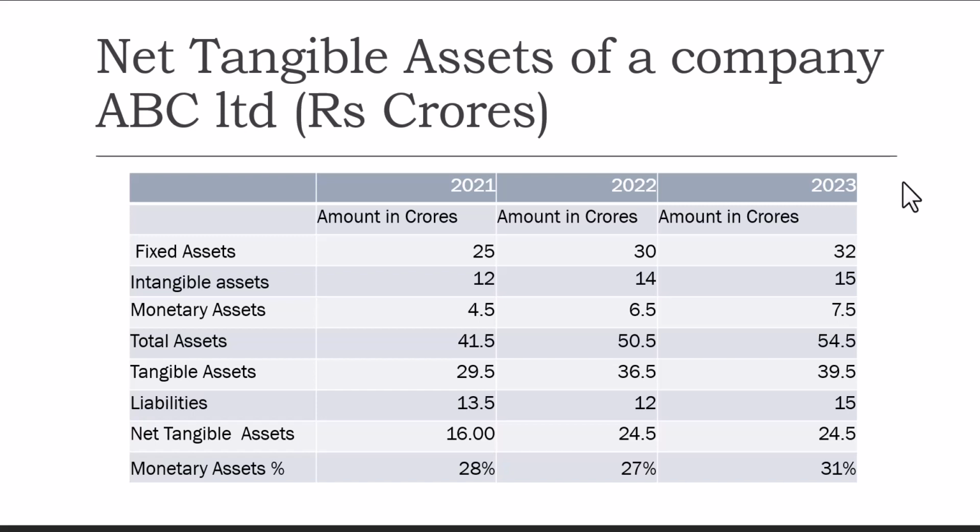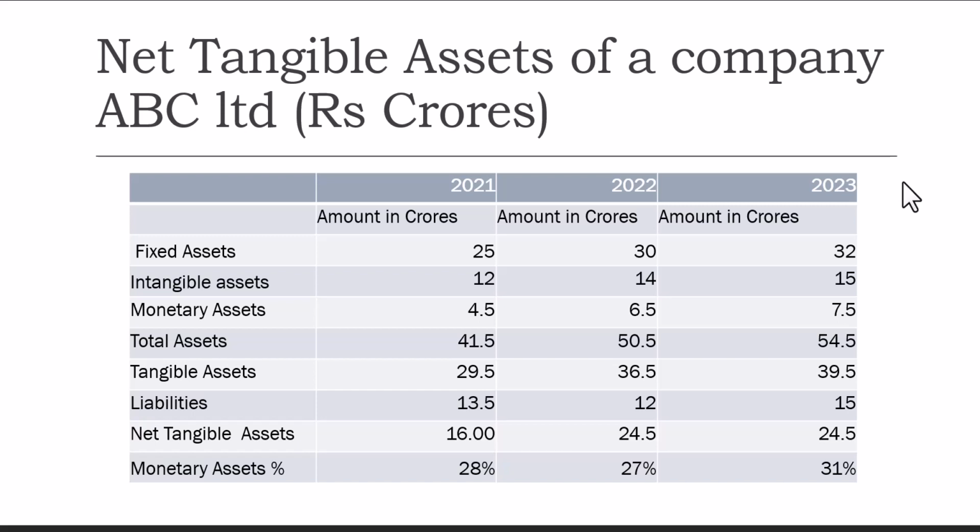So monetary assets would be basically 28% in the first year, which is your monetary assets divided by the net tangible assets. So 4.5 crores divided by 16 crores, it comes to 28%. Similarly, in 2022, they have 27% monetary assets, and in 2023, it goes up to 31%.